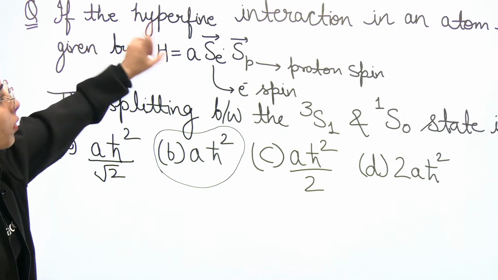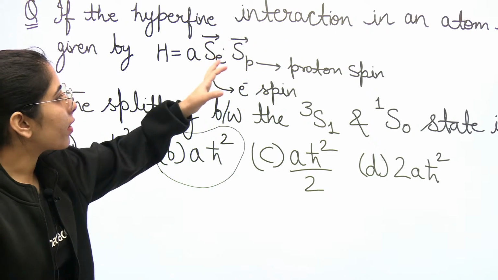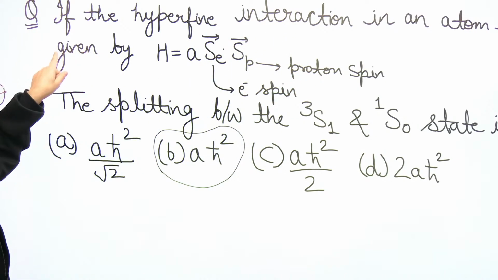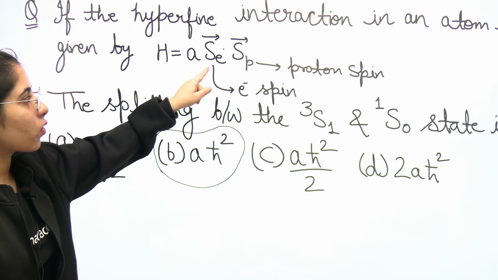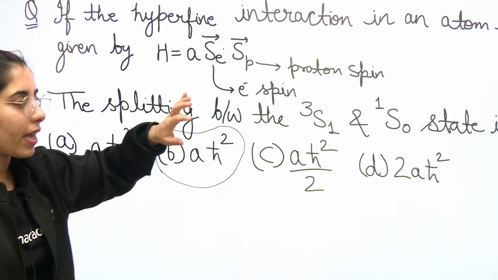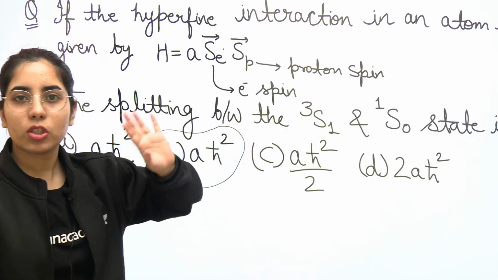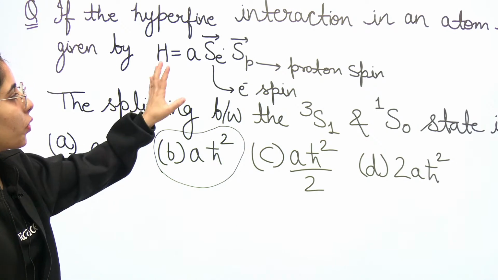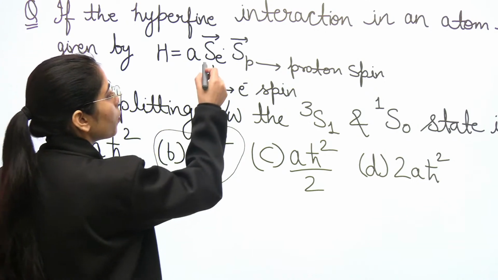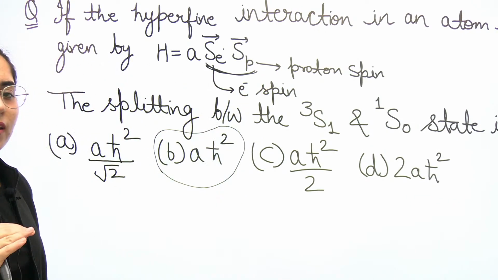If we are talking about this one, the hyperfine interaction in an atom is given by H is equal to A Se dot Sp, where the electron spin and the proton spin have been mentioned. The splitting between the 3S1 and 1S0 state is what we need to find. Now, first of all we need to get an idea about this Se dot Sp term. How can we get it?